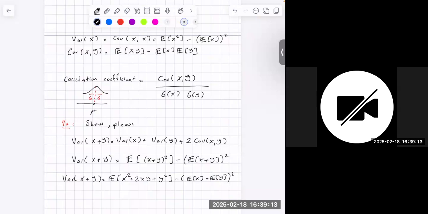Then I'm going to expand out. So x plus y squared, what is it? A plus b squared, or x plus y squared: x squared, plus 2 times xy, plus y squared, right? And then expectation itself is linear.